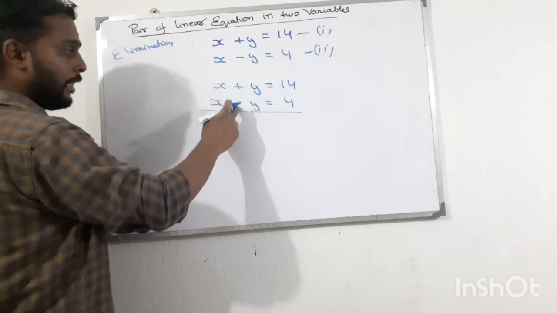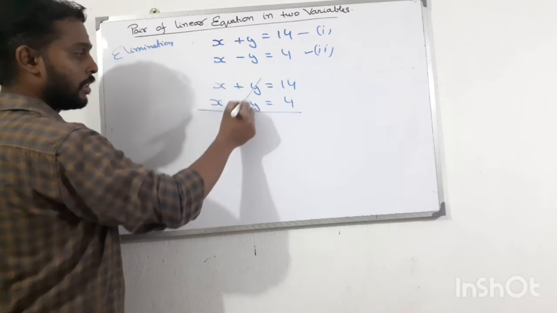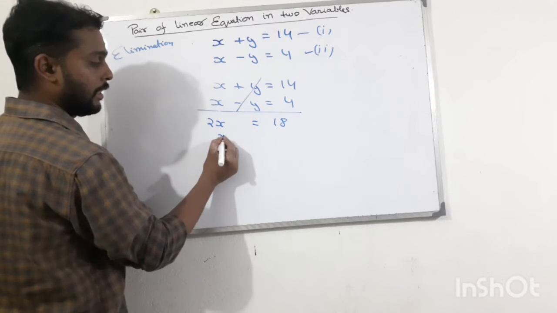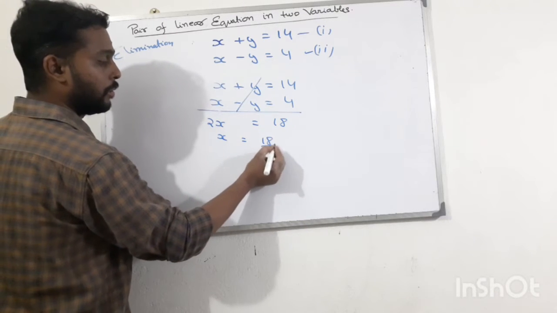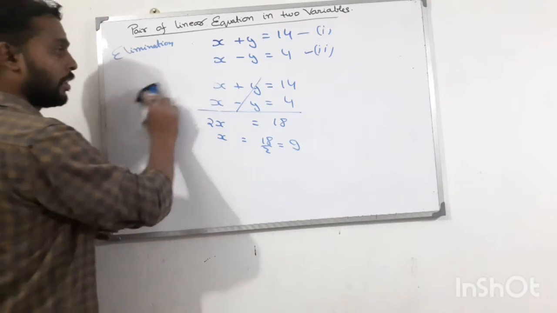So in the y term, both have different signs. So we cut plus minus y is equal to cut. Then this is 2x is equal to 18. Then x is equal to 18 divided by 2 is equal to 9. Then again we have to solve like this.